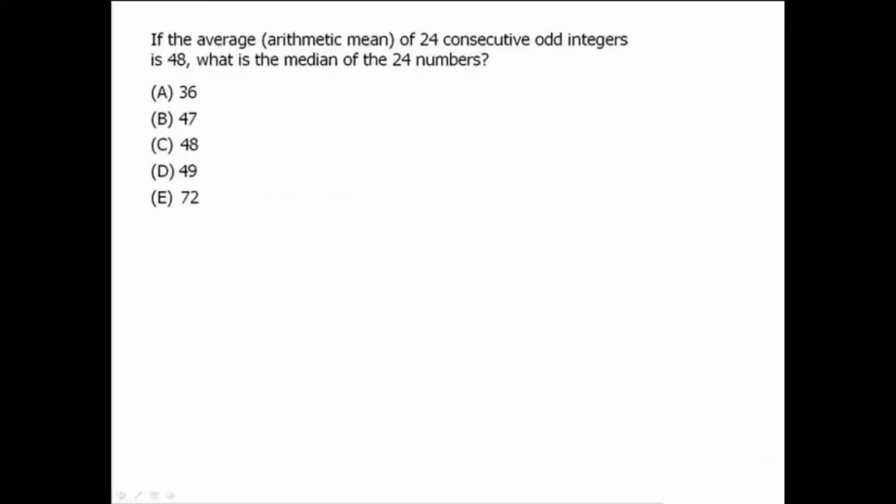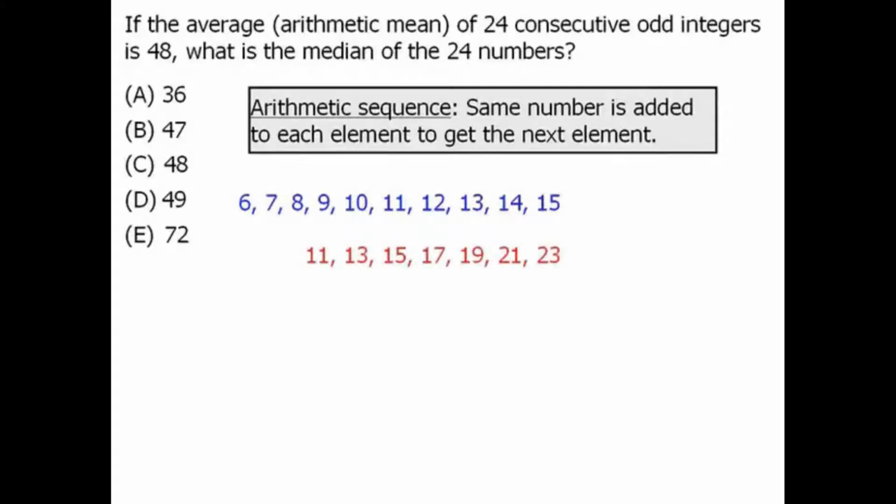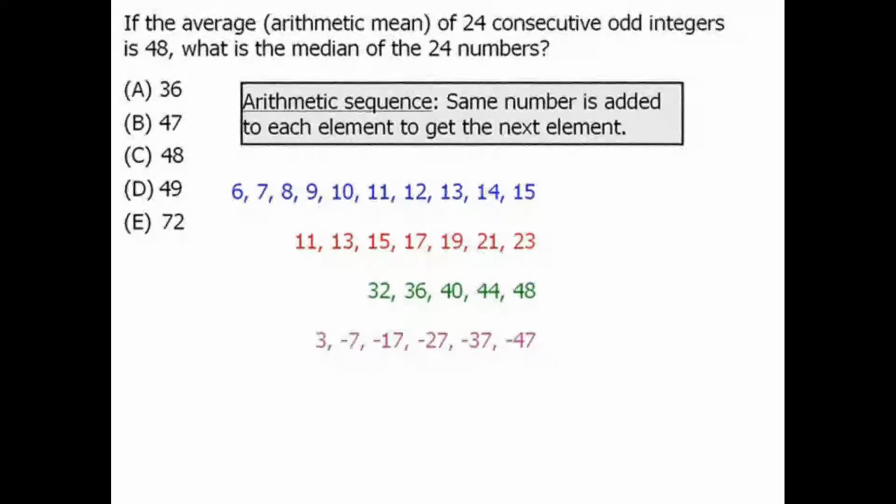This question can be solved quickly if we recognize that 24 consecutive odd integers constitutes an arithmetic sequence. Now, an arithmetic sequence is one in which the same number is added to each element to get the next element. So here are some examples. This is an arithmetic sequence because we add 1 to each element to get the next element. In this arithmetic sequence, we add 2 to each element to get the following element. In this arithmetic sequence, we add 4 to each element. And in this one, we add negative 10 to each element to get the following element.